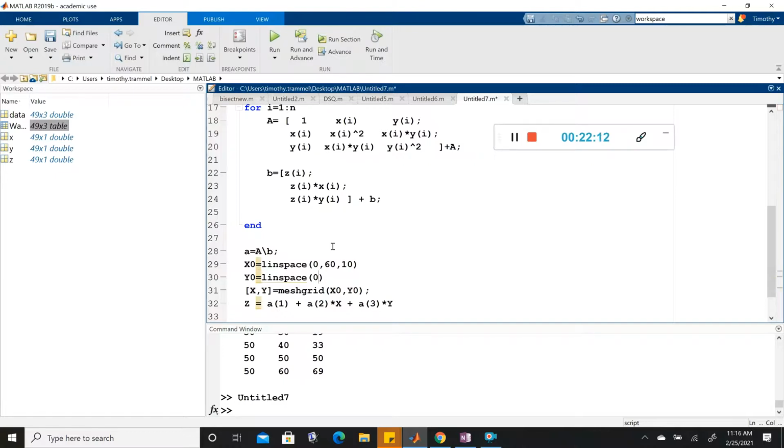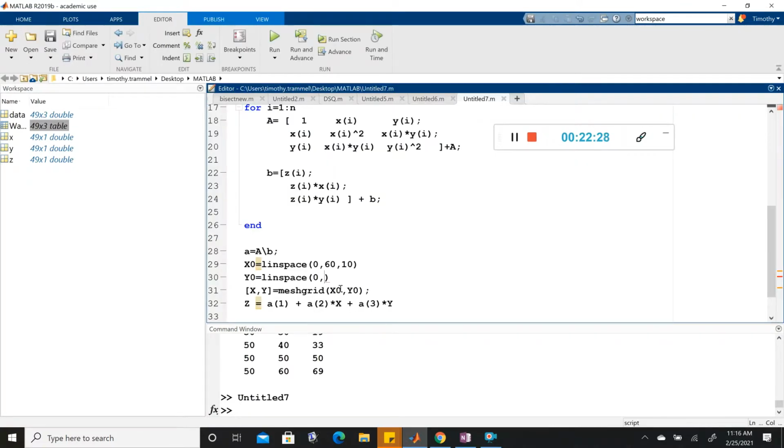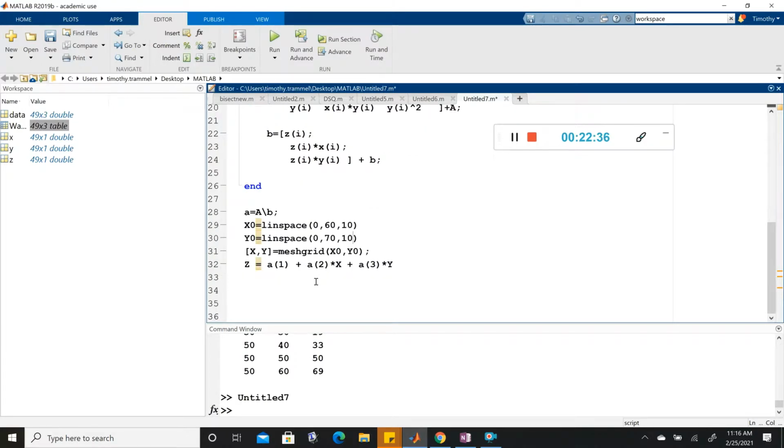Okay. And let's go 0 to something else here for y0. Let's see what the y's were describing. Okay. They were describing wind speed, which it looks like varies from 10 to 60. So we'll go up to 70 then for that to give a little bit of wiggle room. And again, just 10 would be enough. Okay. All right. I think we have everything we need here in order to fit this plane to our data.